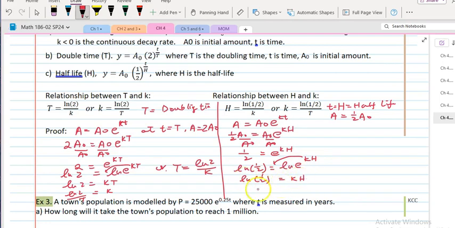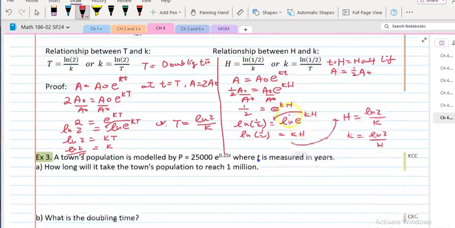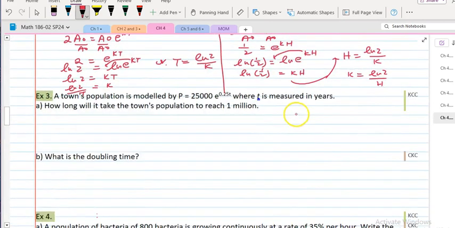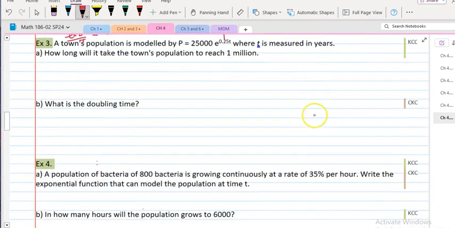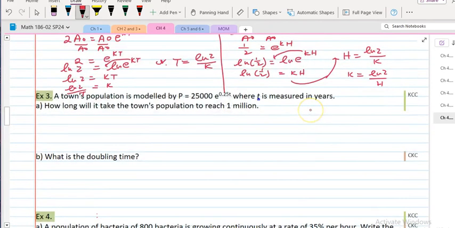And you can come up with the formula. If you want to solve for H, then it's ln2 over K if you know K, and if you don't have K and only have H, it will be ln2 over H. So it's very convenient to convert between them. Either you know K, or you know half-life, you can convert between them. So let's do some examples. Just remember these two very useful conversions and also the two models.